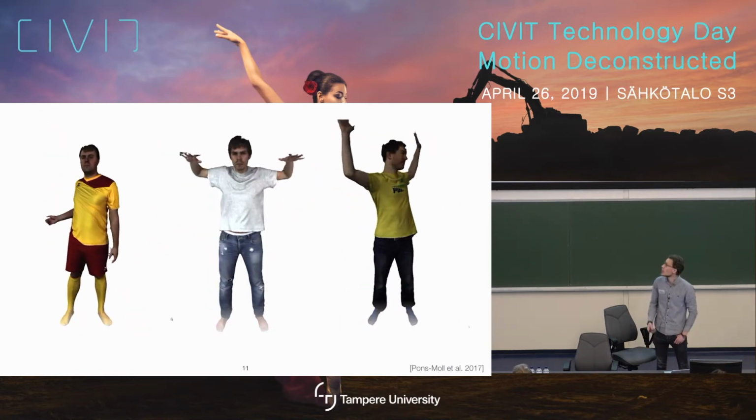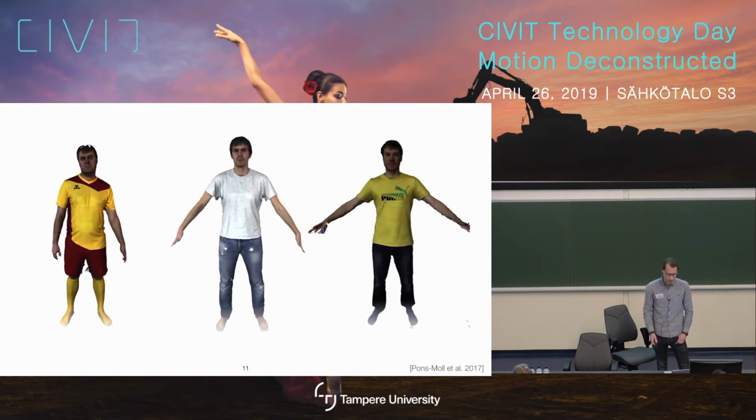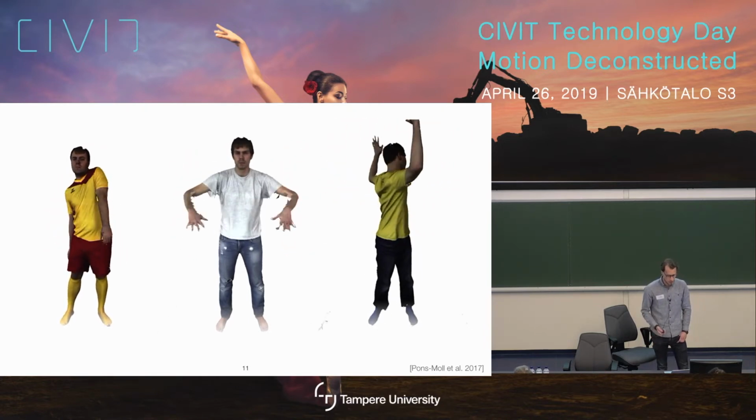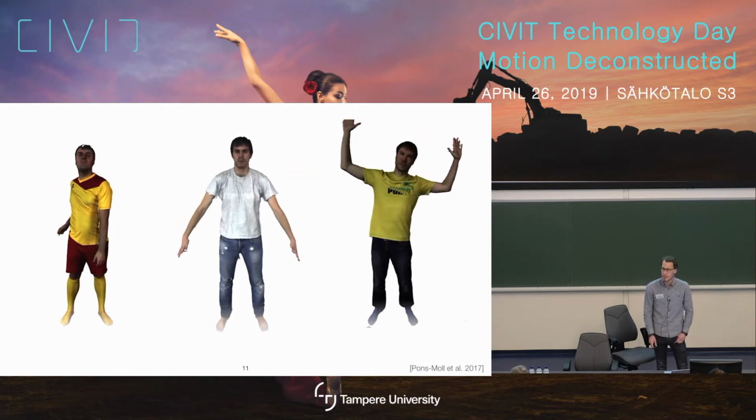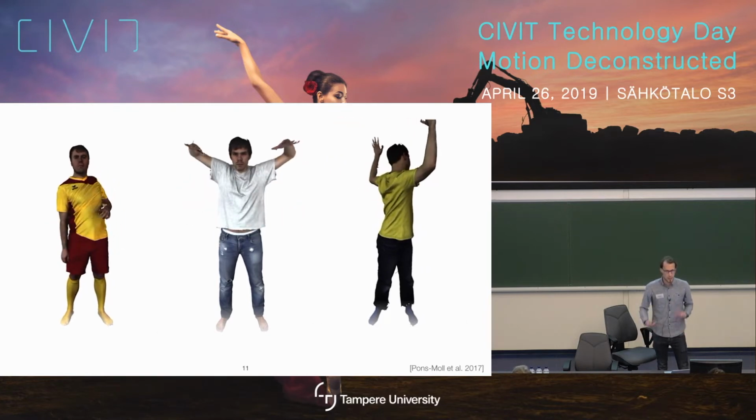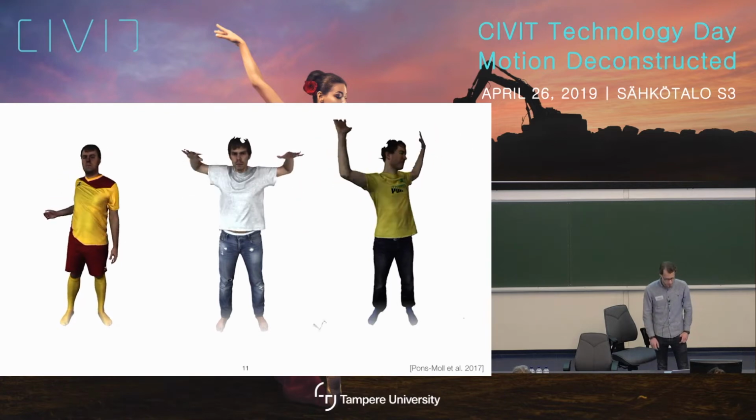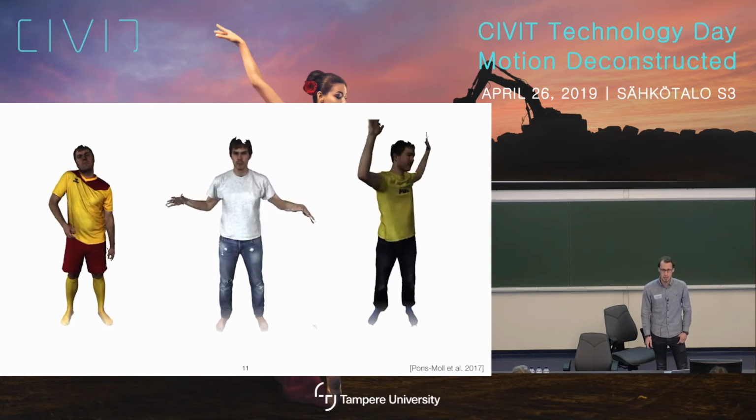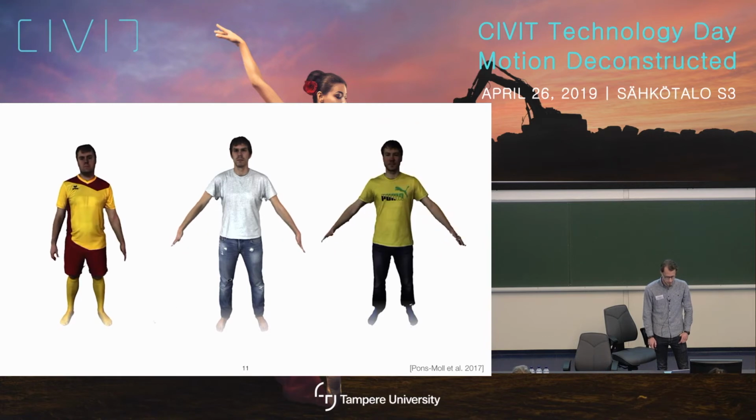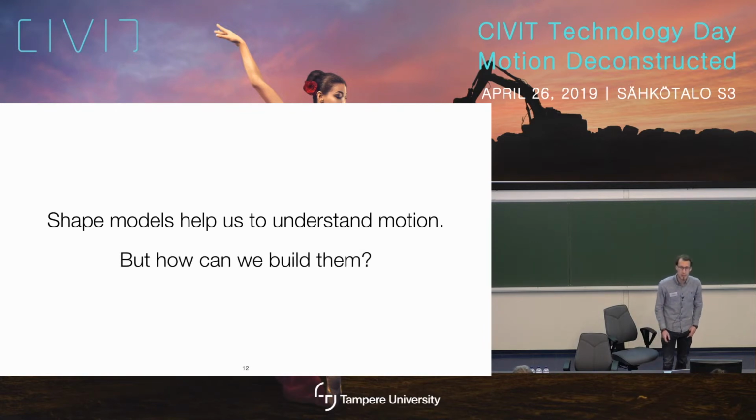And of course, we all wear clothes, at least usually. And all these clothes create motion too. They create unique wrinkle patterns. The fabric moves dependent on the pose we take, on how fast we move, and so on and so forth. This is also something that needs to be modeled if we want to simulate realistic human motion. So again, shape models help us to understand motion. But the question is, how do we build them?